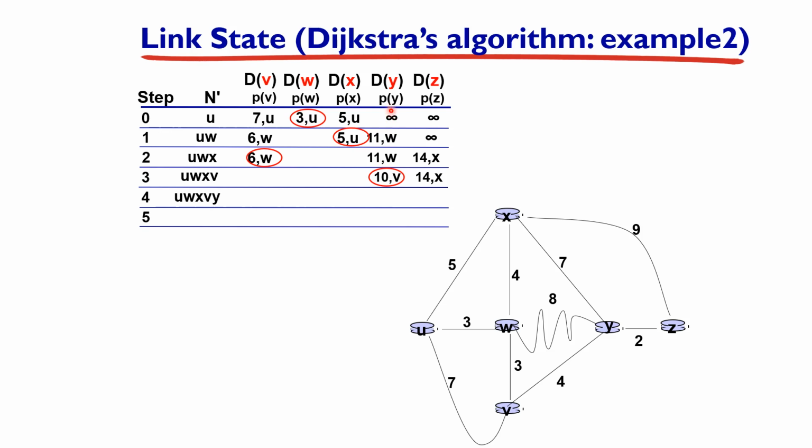Here it was infinity. At that time, we were not able to reach Y. Right now, since we have chosen this W into the N dash list, through W we can reach Y. So UW and WY, 3 plus 8, that is 11. That is shorter than infinity. So it is written here. And still we are not able to reach Z through W. So it is infinite itself.